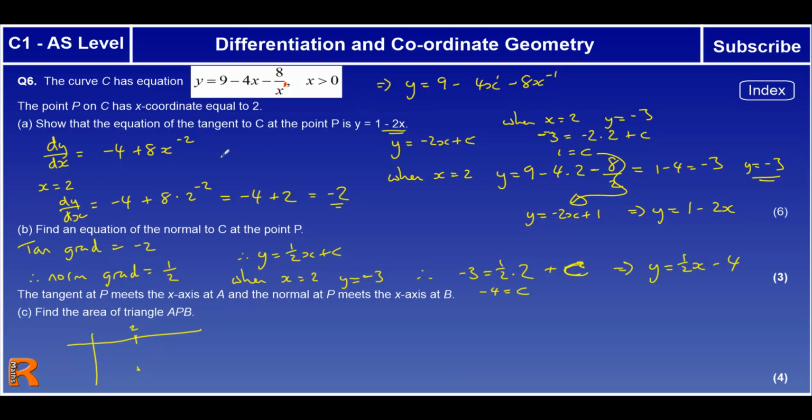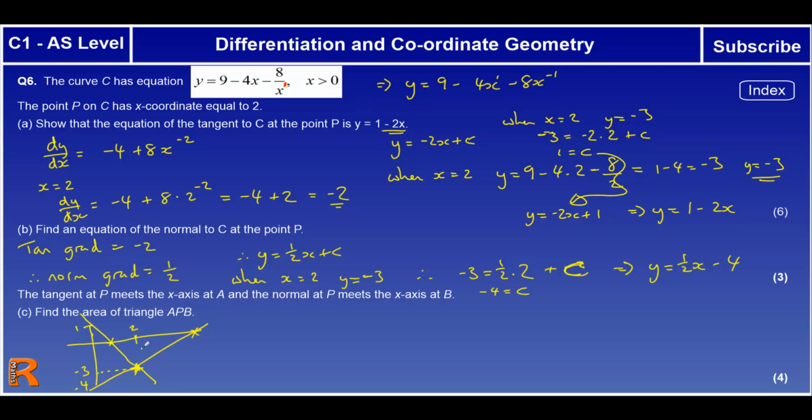And we know that the gradient, the tangent, has this equation where it's -2x plus 1, so that goes like that somehow, going through the number 1. Okay, and the other one is half x minus 4, so it's going to look something like this, where that is -4. Okay, so we know that this is -3. What we really need to know is what these 2 points are here.